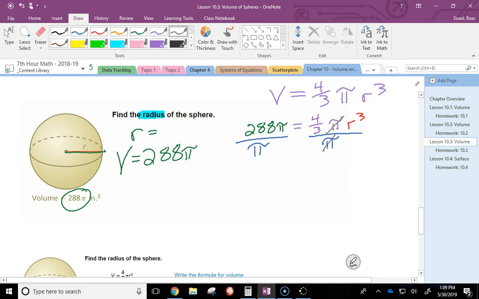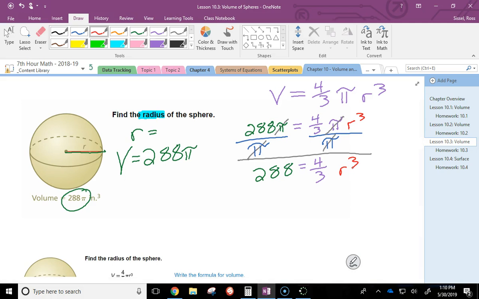On the left side, 288 times pi divided by pi, well, the pi's will eliminate. I'm left with 288 equals 4/3 times radius cubed. What do you mean, divide what? 288.